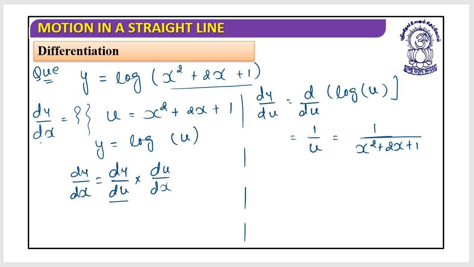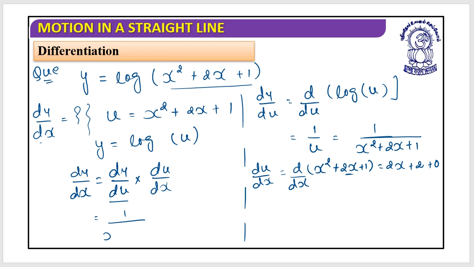Now next task, it's du by dx. If I perform d by dx of x square plus 2x plus 1, then it should be x square, it's 2x, 2x, it's a 2, and for 1 it's a 0. So if I multiply this, dy by dx as a final answer, this is dy by du, that is 1 by x square plus 2x plus 1 multiplied by du by dx, it is 2x plus 2. This is simply the answer.